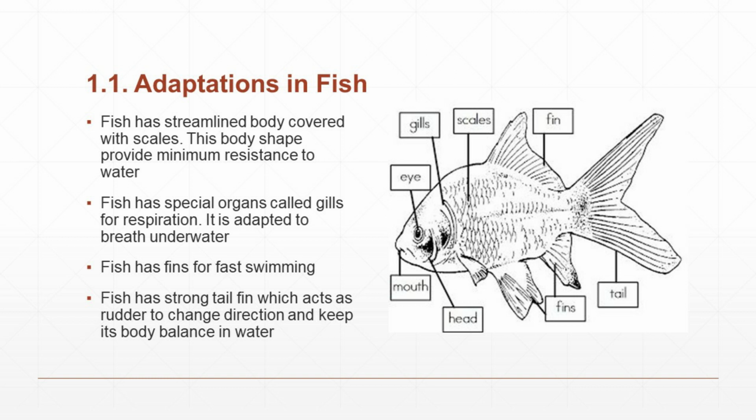They have paired fins and single fins also. They have 7 fins: one dorsal fin, one anal fin, one caudal fin, the pelvic fins, 2 in number, a paired fin, and the pectoral fins, also in a pair. Like that, they have 7 fins. The fish has a strong tail fin or caudal fin which acts as a rudder to change direction and keep its body balanced in water.